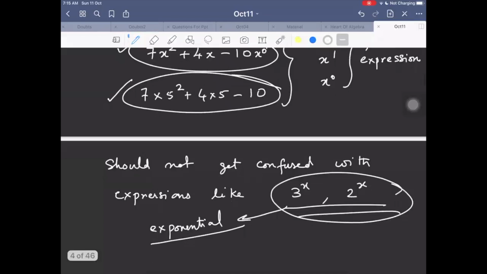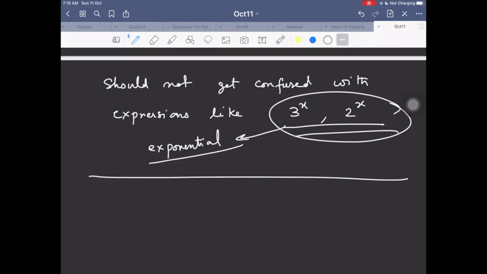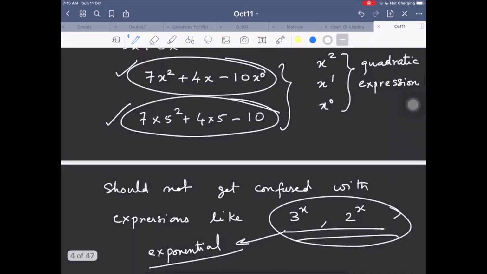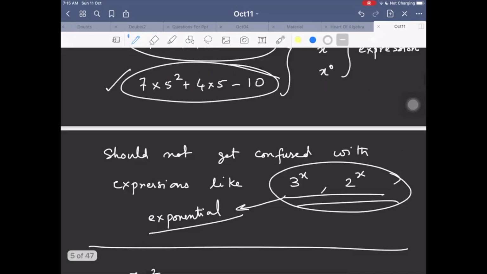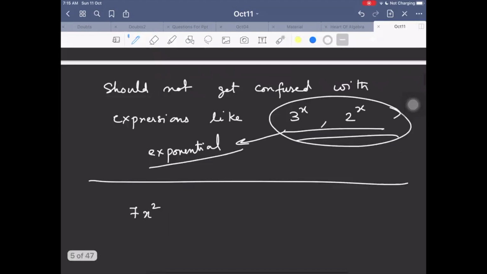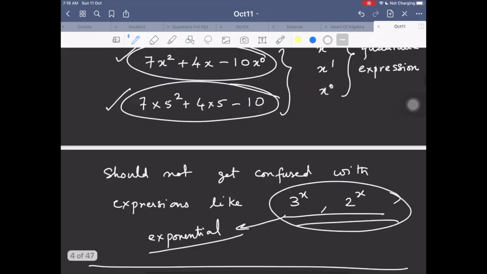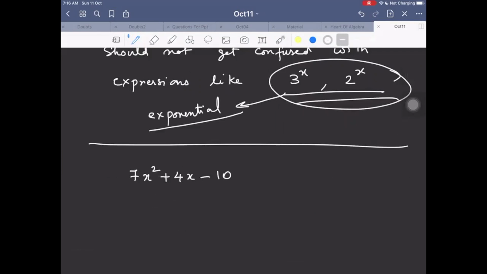In the earlier expression we are talking about 7x squared plus 4x minus 10. Now if you observe, how does the exponent appear? Exponent appears as numbers, actual numbers. So you have x raised to 2, x power 1, and here we have x power 0. This is in the case of a quadratic.